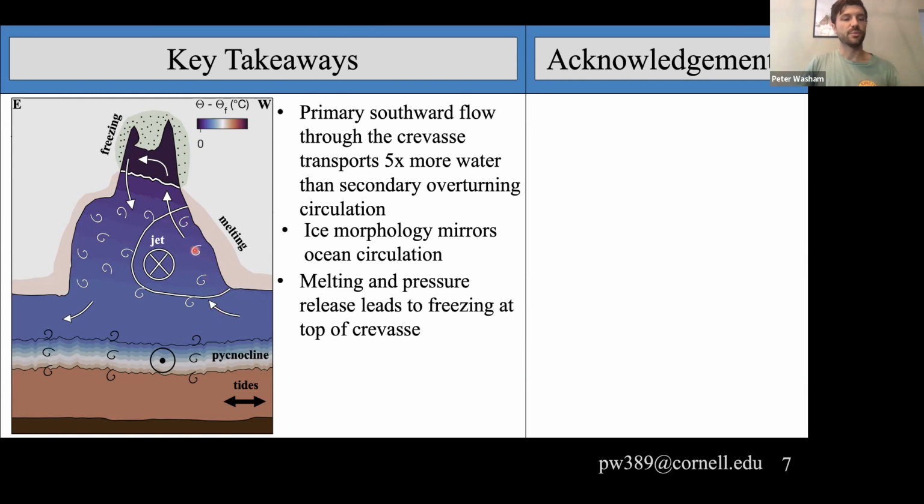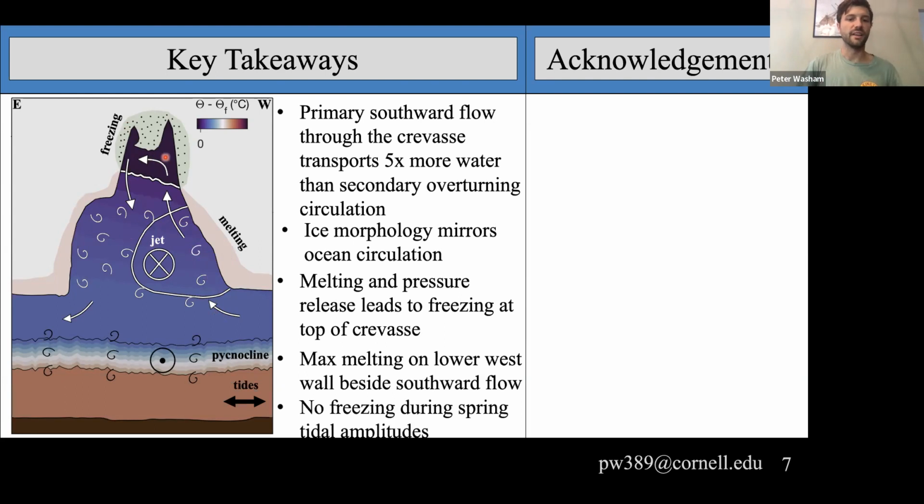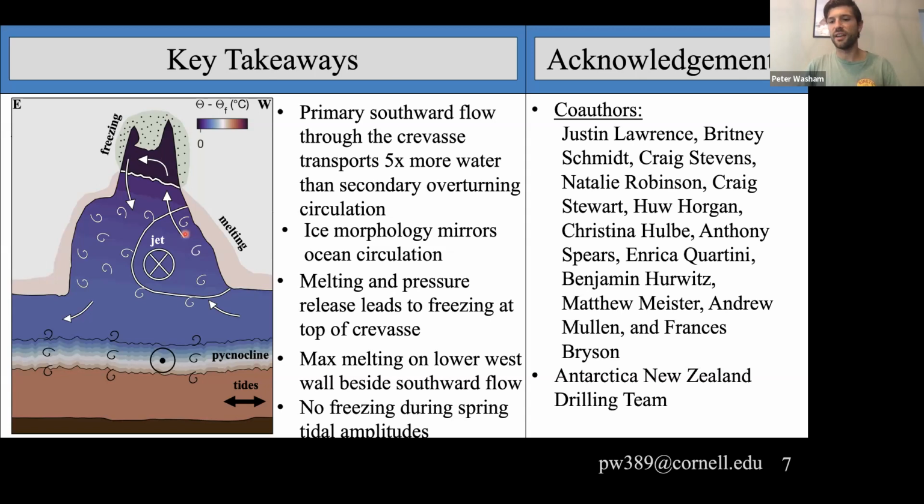And so we have this pressure release dominating in some melting, but most of that meltwater is mixed away. So you have freezing at the top during neap tides, which outpaces melting during spring tides. And finally, that's a summation of what's happening in this crevasse as far as we can tell from the observations. I'd like to acknowledge these co-authors and the drilling team from Antarctica New Zealand that made this possible. And this paper will hopefully be submitted very soon for review.